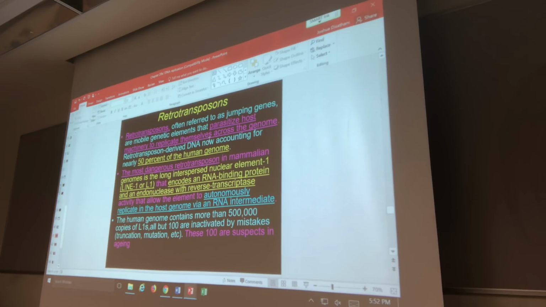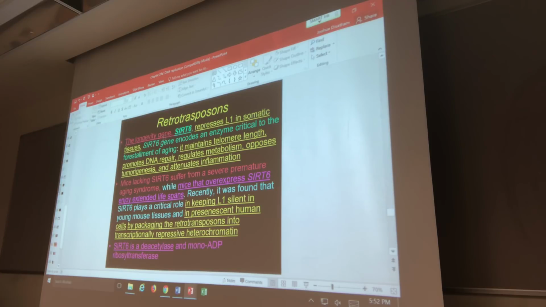The one example of a retrotransposon that's talked about that I have seen on the exam is SIRT6. There's some facts on here about SIRT6. It's a longevity gene. You do need to know the facts, the biological functions of SIRT6. I never remember them, but that sometimes shows up as one question on the exam. SIRT6 is which of the following?